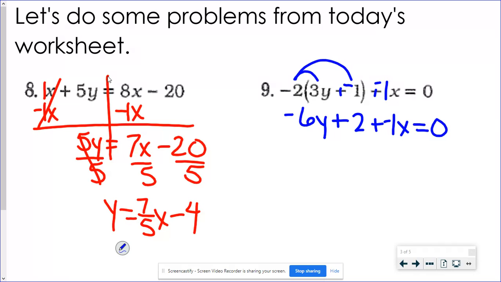This is kind of like the first problem from today, where it's all equal to 0. I've got all the stuff on one side, it's equal to 0 on the other side. So let's move the y to the other side. Let's add 6y.